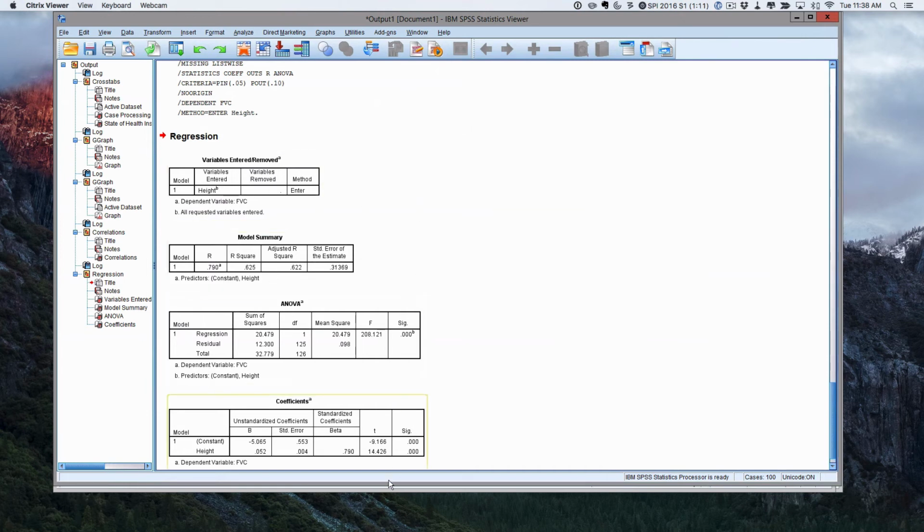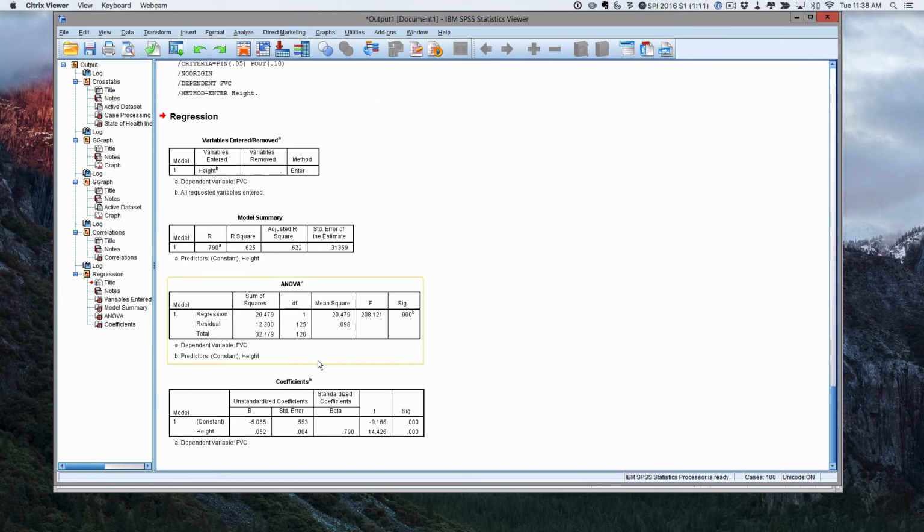So I have a lot of output here. The main one you need at this point is the coefficients. This is going to give you your model. The first line is going to give you your intercept, and the second line is going to give you your slope. So as you're seeing in the solution of the notes, this means if I wanted to predict FVC, I would take minus 5.065 plus 0.052 times height. And that, when I do that calculation, would give me my predicted forced vital capacity for that height.